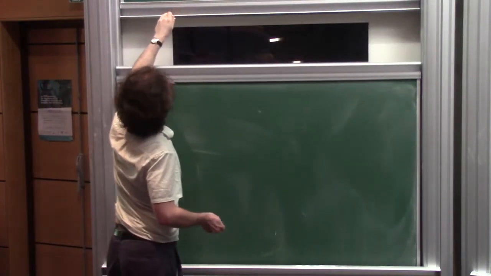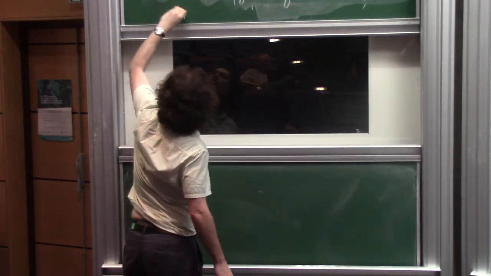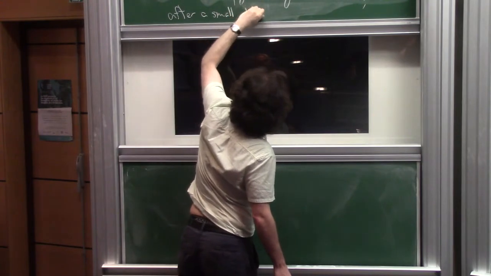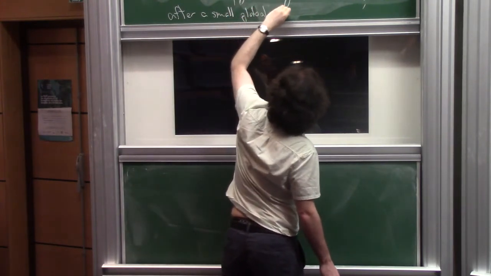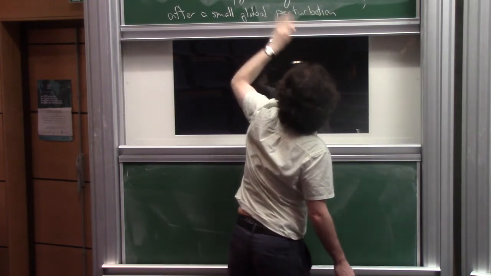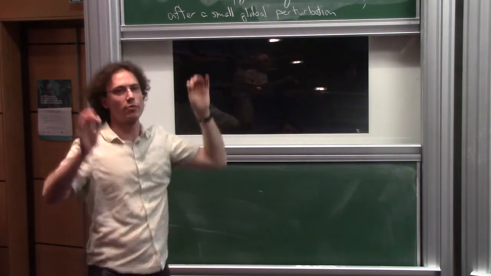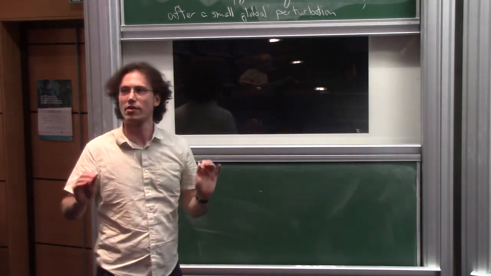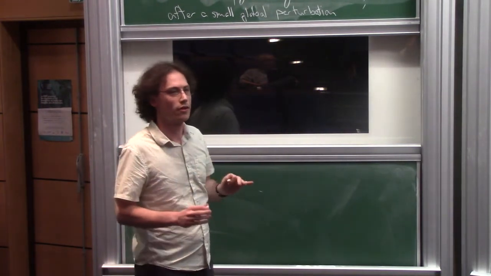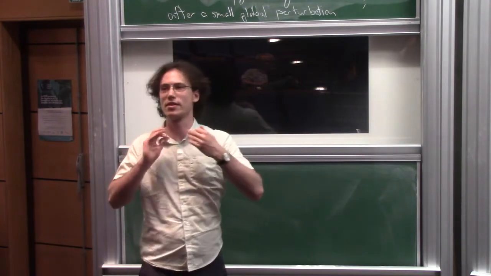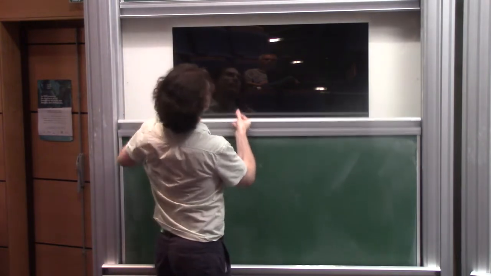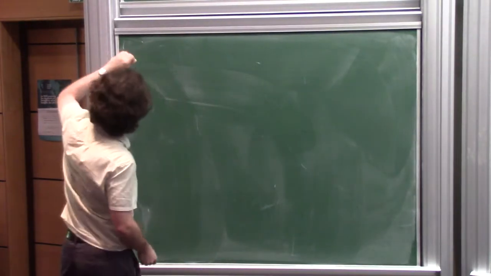I guess I should also say, after a small global perturbation. Global here means I uniformly perturb sigma plus and sigma minus, rather than just perturbing one or the other. I perturb sigma plus and sigma minus in the same way, and then this becomes true. The proof.